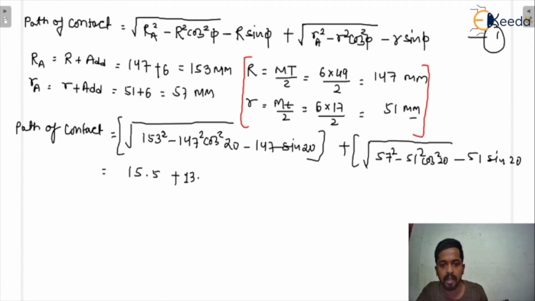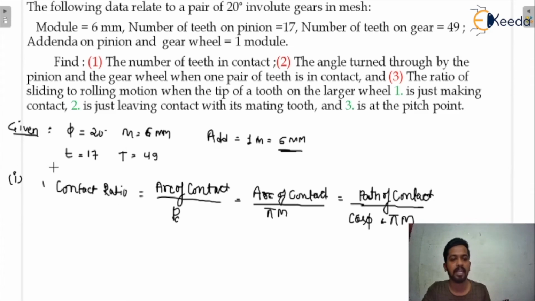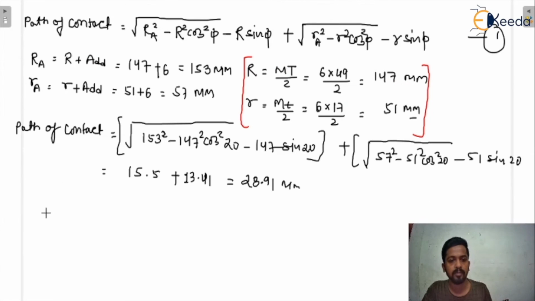I have written the calculated value here. You can solve and you will get the same values, 15.5 and 13.41. And this is the summation. The path of contact, you will get 15.5 plus 13.41, and you will get 28.91 mm. So that is basically the path of contact. Now you have to calculate the contact ratio.